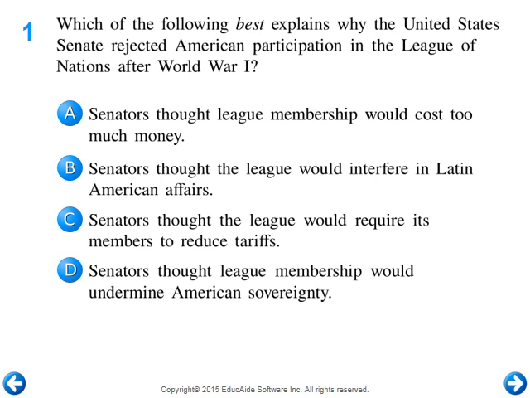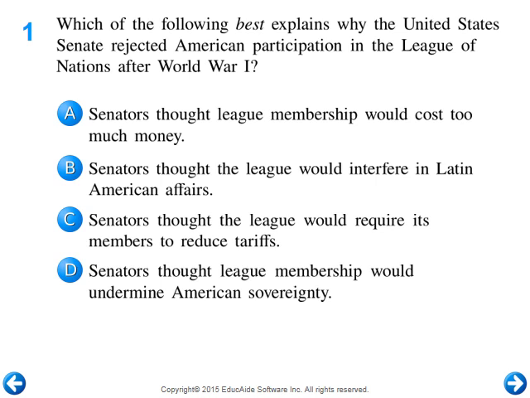Well, if we sit back here and try to formulate an answer to begin with, maybe it's the fact that we would be kind of lumped in with other countries and we didn't want to be. All right, so let's look at A. Senators thought the League of membership would cost too much money. That has nothing to do with it at all. We can remove A. B. Senators thought that the League would interfere with Latin American affairs. They might, but that wasn't a major concern at that point. At that point, we're primarily focused on Europe.